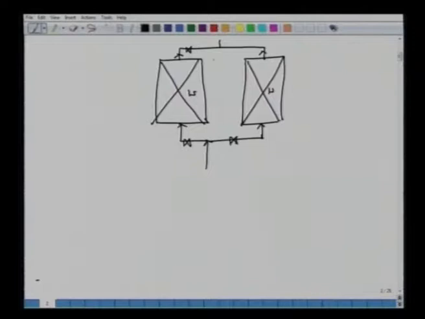you can put a valve, and this is your treated feed, and this is your fresh feed. So at one time this valve is closed, and the entire feed goes through this.